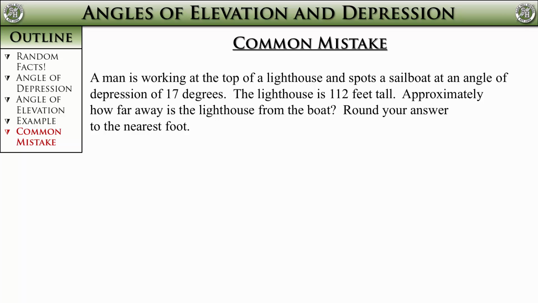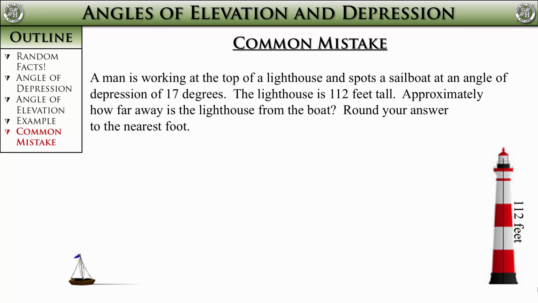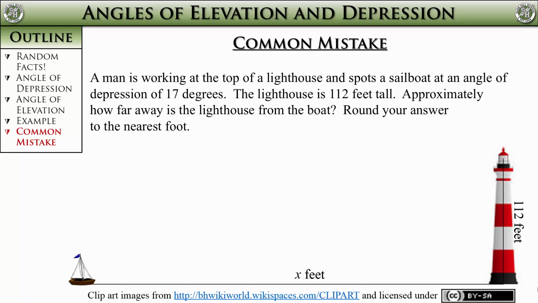I hinted earlier what the common error was, so here it is. Students know they need to be drawing a right triangle, so they plop down the lighthouse that is 112 feet tall. We have a sailboat out here, and we need to know how far away the sailboat is from the lighthouse. They know a right triangle is involved, so they finish off the right triangle. Those parts are pretty straightforward. But what about this angle of depression?